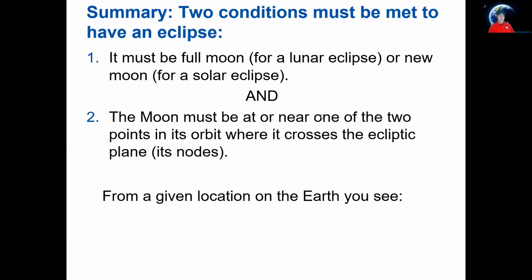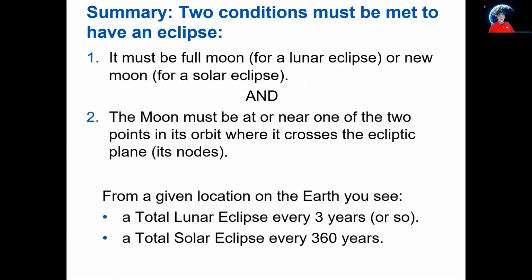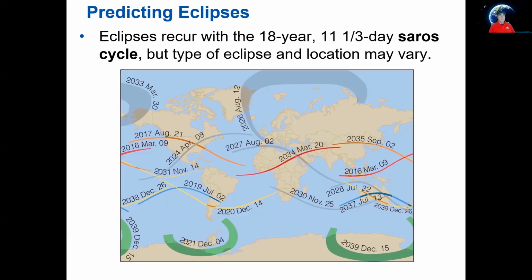From any given location on Earth, you should see a total lunar eclipse every 3 years or so. You should see a total solar eclipse only every 360 years. We use the Saros cycle to predict the frequency of eclipses and the locations where they can be seen.